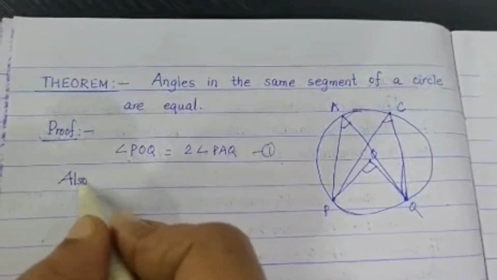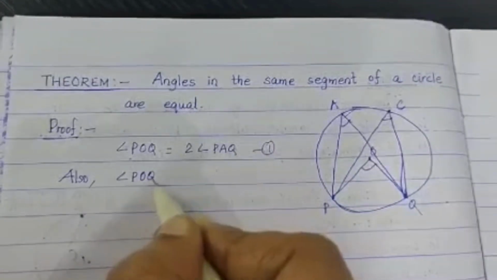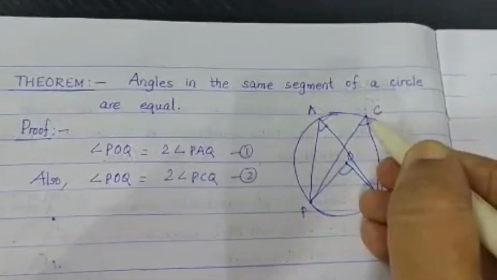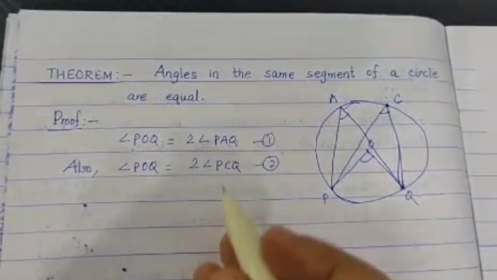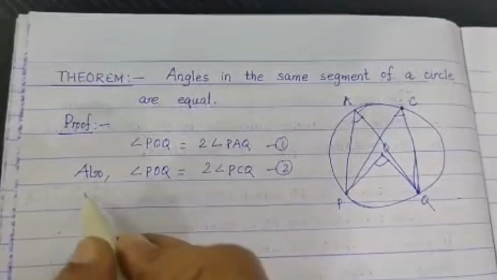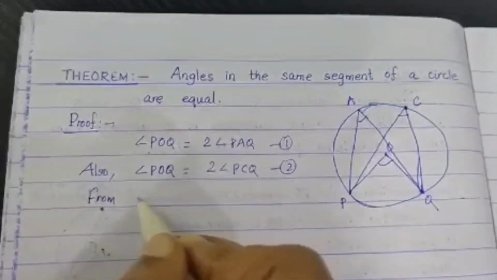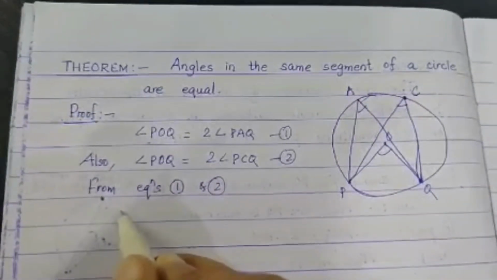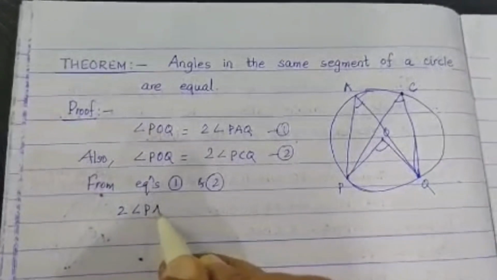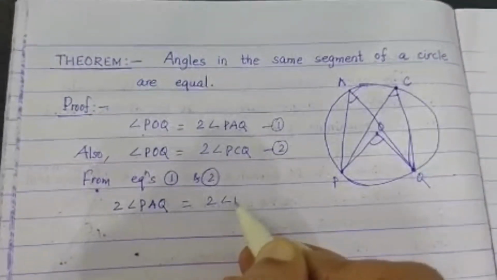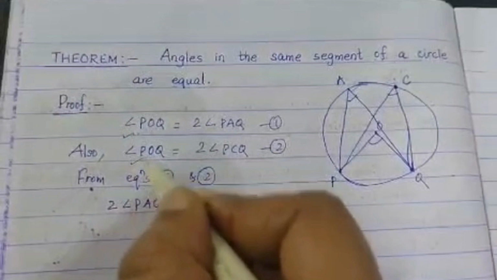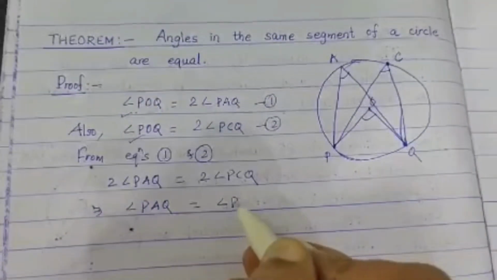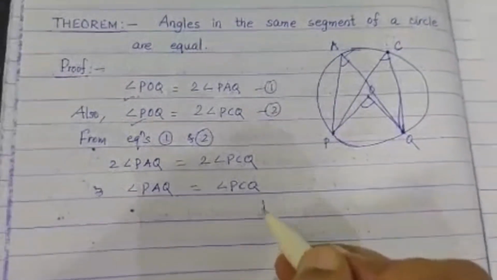Also we can say that angle POQ is equal to twice angle PCQ, because this is also another point of the circle. So we can say this. Now from equations 1 and 2, if we compare, we get twice angle PAQ is equal to twice angle PCQ, because these are equal. This implies angle PAQ is equal to angle PCQ. This is proved.